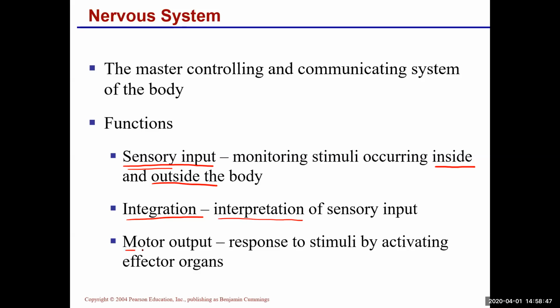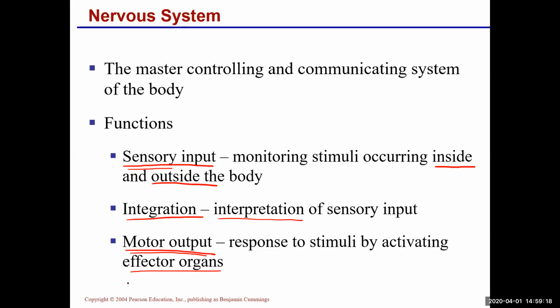And the next one is motor output. Motor output: they respond to the stimulation by activating effector organs. And we discussed this already. Effector organs would be, let's say, a skeletal muscle. You see a bright light, all of a sudden, your pupil is going to contract. Your pupillary muscles are the effector cells, effector organs, I should say. So these are the motor output.